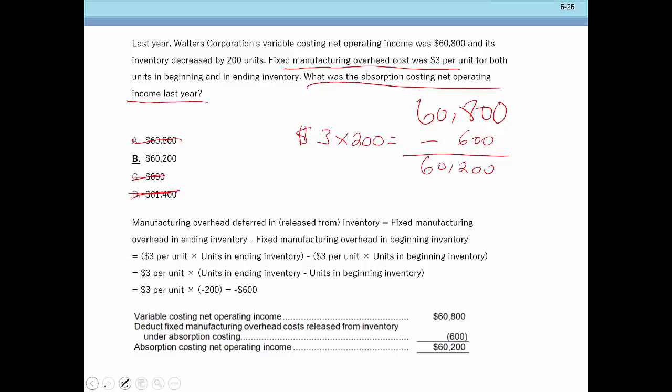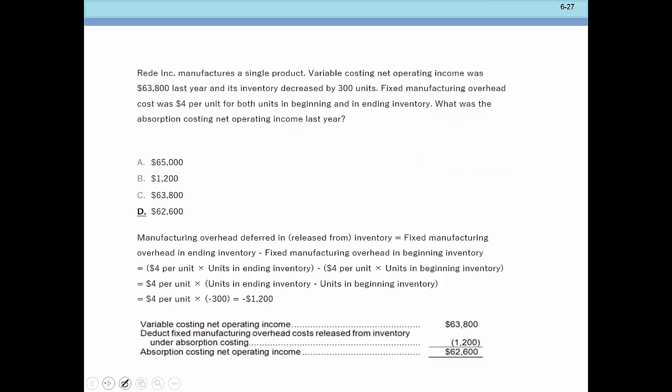Okay, good. Let's try another one. They tell me that inventory decreased, didn't it? And they're giving me the variable. They want absorption. I know the number's got to be less, right? So I take a quick look at those answers, and can A be the right answer? Can C be the right answer? Can't be the same because the inventory levels changed, didn't it? And I doubt very much that it's going to wipe out that much if we only have 400 units, right?